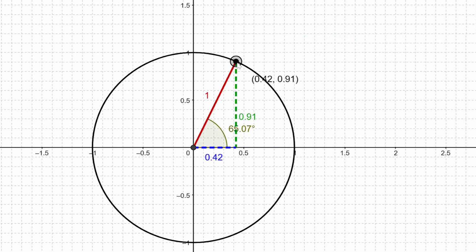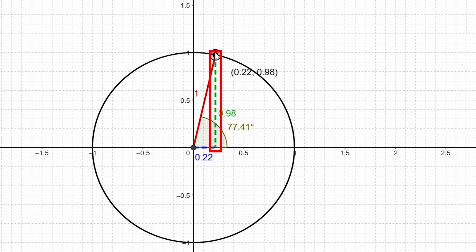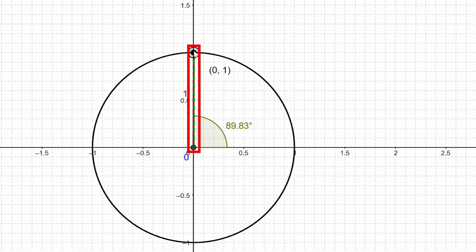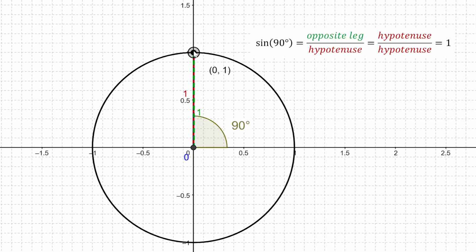As we get closer to 90 degrees, the opposite leg starts to become the same as the hypotenuse. And at 90 degrees, they are exactly the same. If the opposite leg and the hypotenuse are equal and we divide them, it gives 1. Then the sine of 90 degrees is equal to 1.